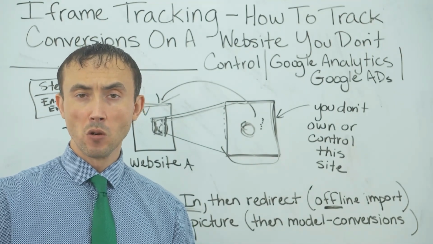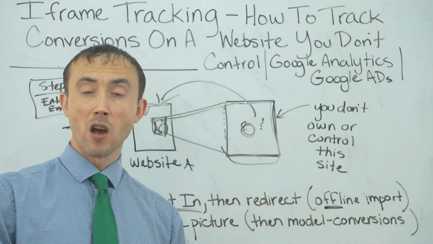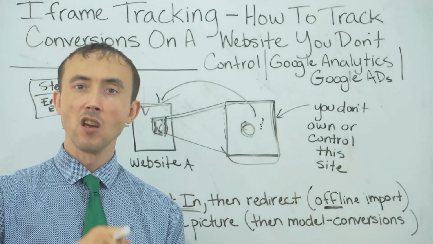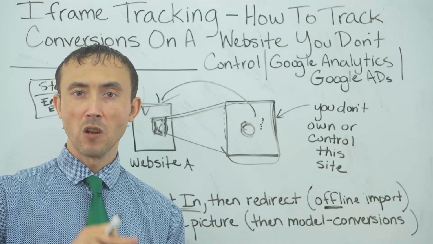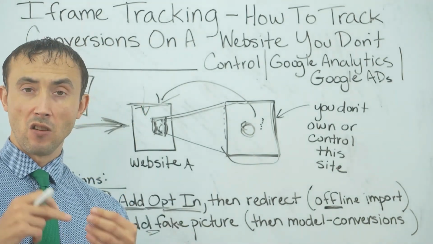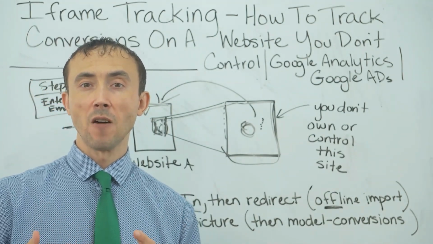Then you take the Google Click ID and import it into your Google Ads account. If you're talking about Microsoft Ads, you do it with a Microsoft Click ID. If you're talking about Facebook Ads, you do it with a Facebook Click ID. If you're talking about LinkedIn, they have their own LinkedIn Click ID. But you have to have a conversion goal set up beforehand to track these offline conversions.